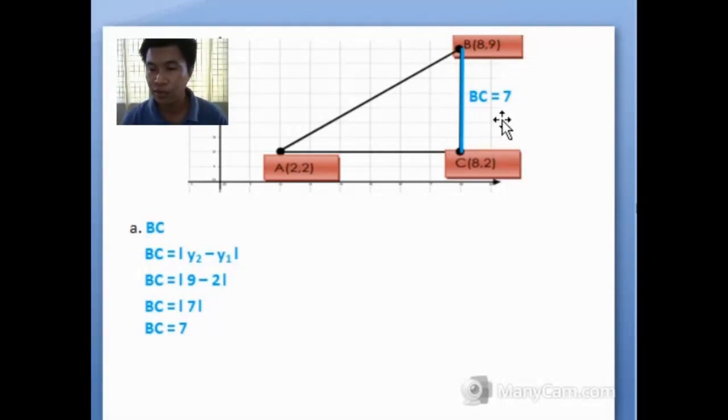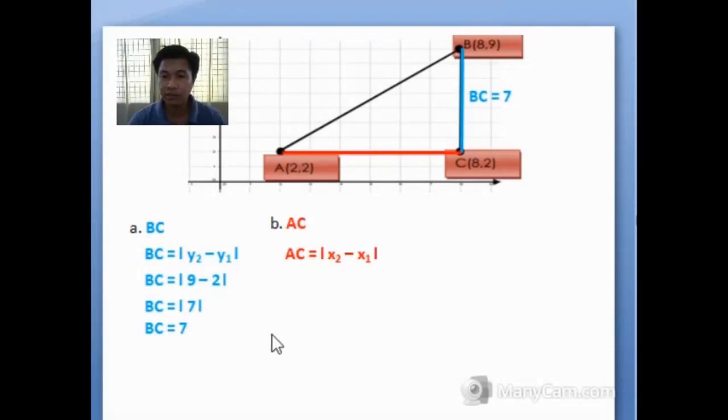Now there is another way, or the easiest way, to find the distance between these 2 points. We just simply count the number of units between them. So we have 1, 2, 3, 4, 5, 6, and 7. So that is 7 units. Therefore, there are 7 units between point B and point C, and that is their distance.